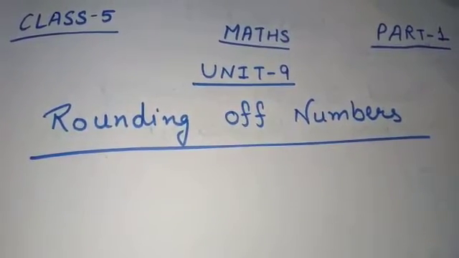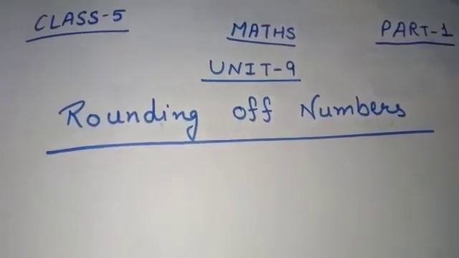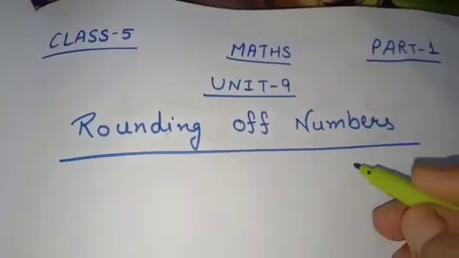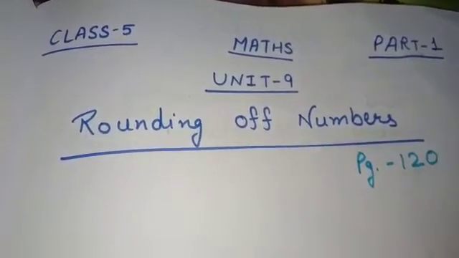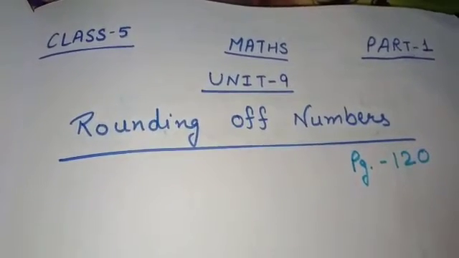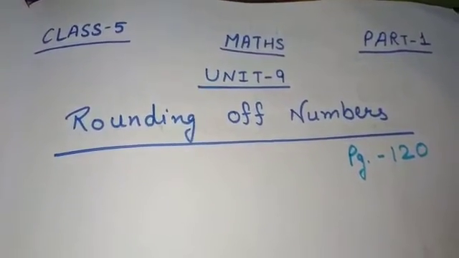Today we are going to start our new unit, Unit 9, Rounding of Numbers, which is at page number 120 of our book. Let us start the unit with an example.